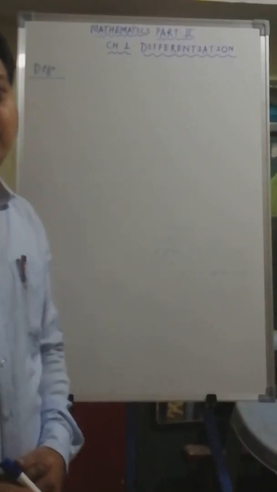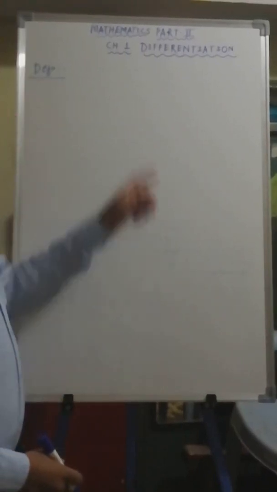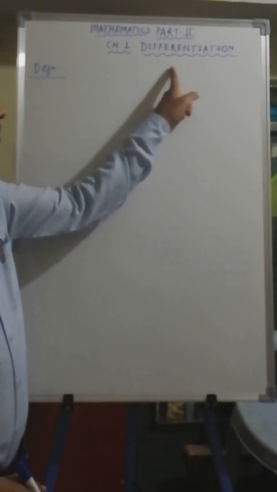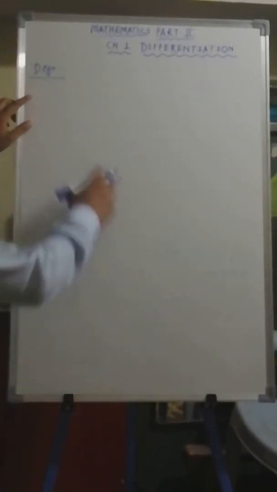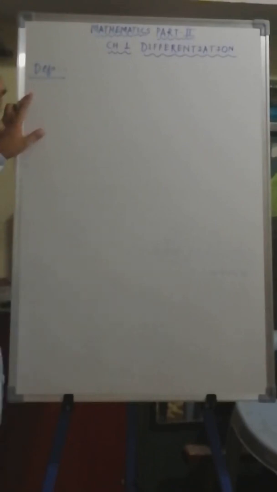Students, today we are going to discuss a very important topic of mathematics part 2, chapter number 1, differentiation. First of all, we see the main definition of differentiation.